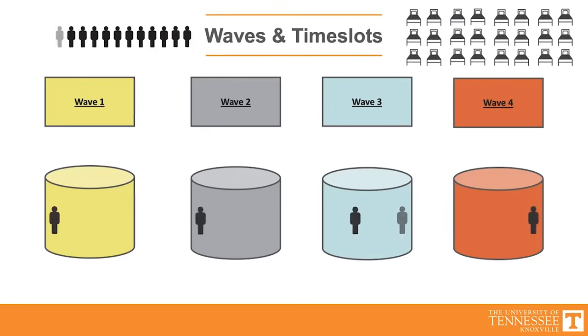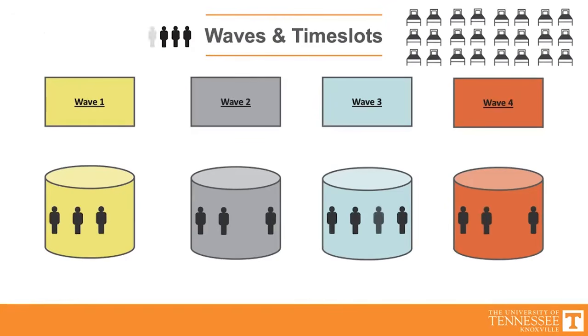Beds are distributed to the wave in equal proportion from every building available on campus, so there is a fair representation of all of our room styles offered to every wave. The beds distributed to each wave are exclusive to the students allocated to each wave.